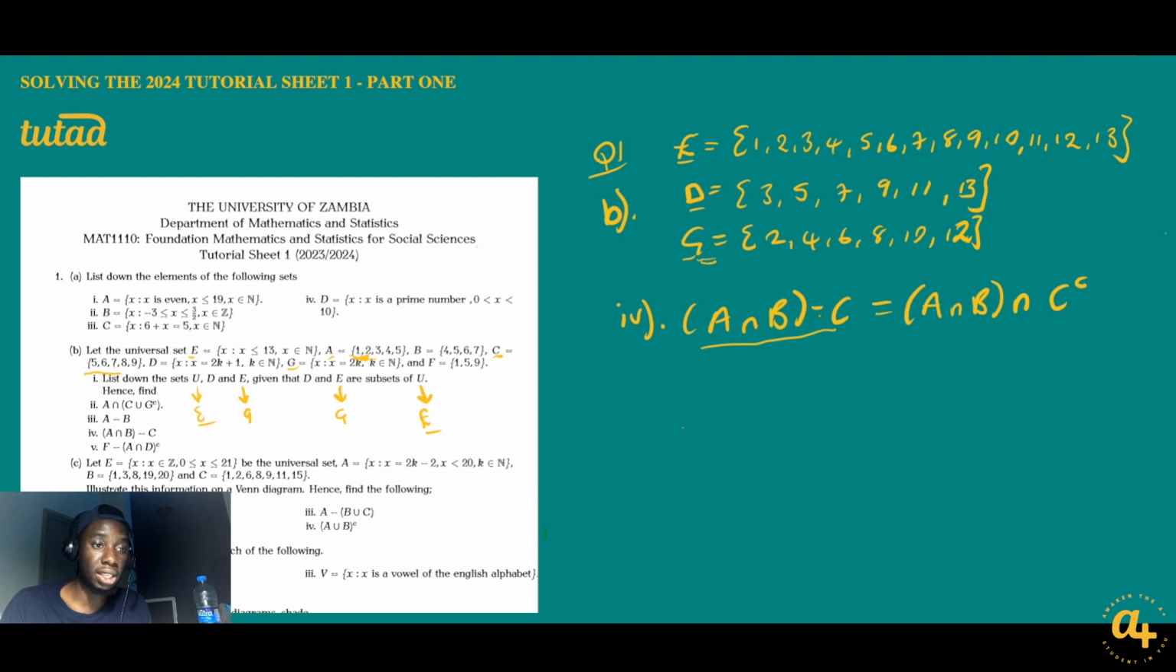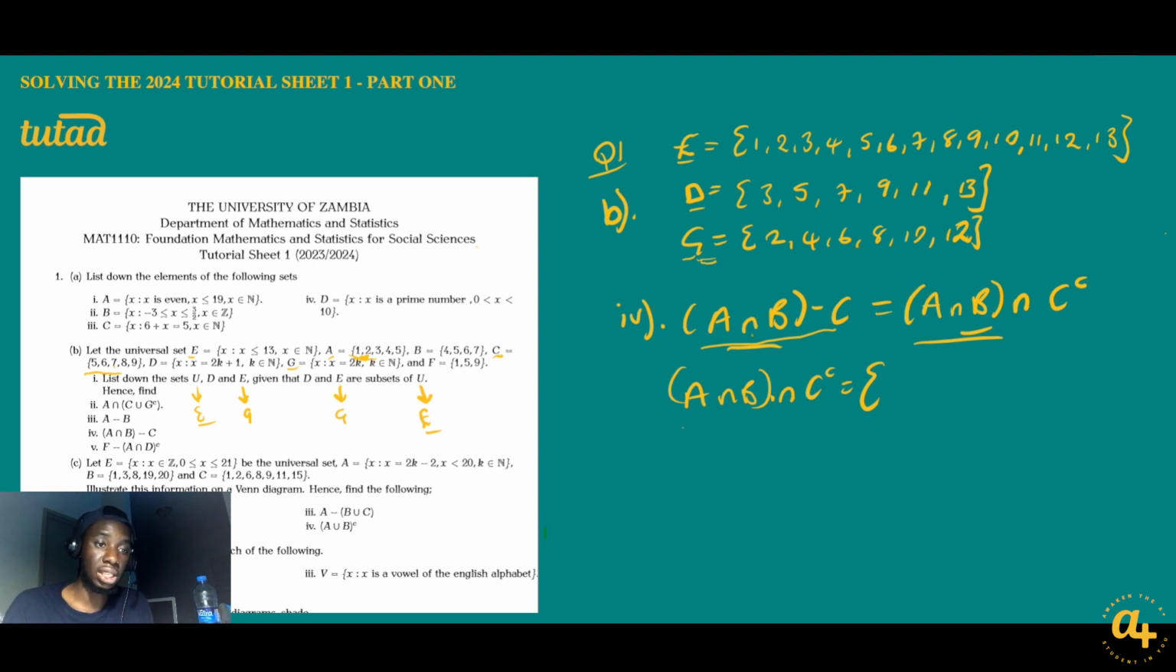So when we convert this negative sign to intersection, our C here is also now going to get a complement symbol right there on its power. So we've basically converted this to this, and this is what we are going to use to find our set A intersection B minus C. So here we're going to write down A intersection B intersection C complement is equal to that.